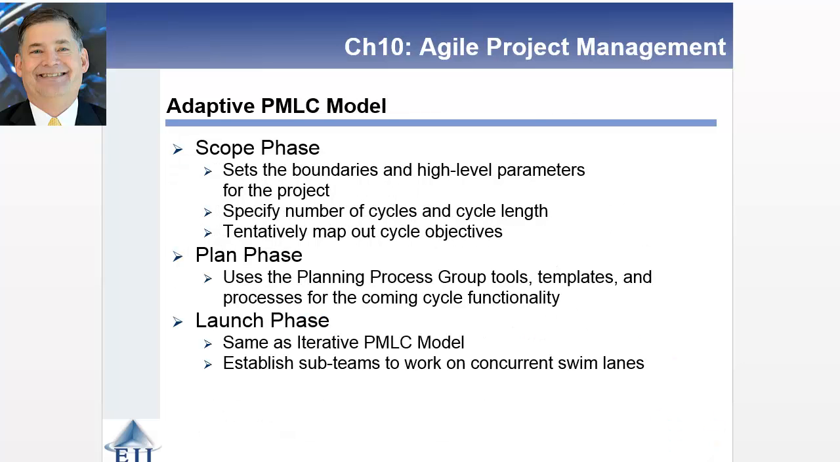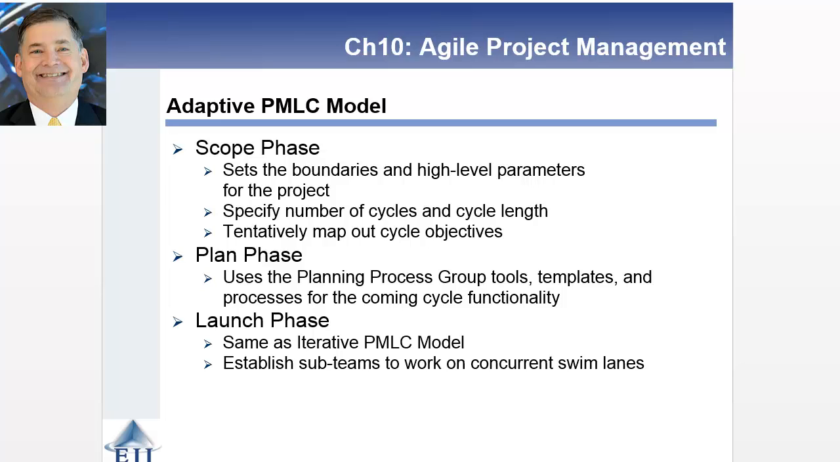In that scoping phase, again, because you know so little, all you can do is set boundaries and high-level parameters for the project. You may be able to specify number of cycles and cycle length and map out some objectives, but you're going to have to learn a great deal during the process, and so scoping is limited. You still need to have enough here to get approval to move the project forward and to get a project overview statement signed off by executives.